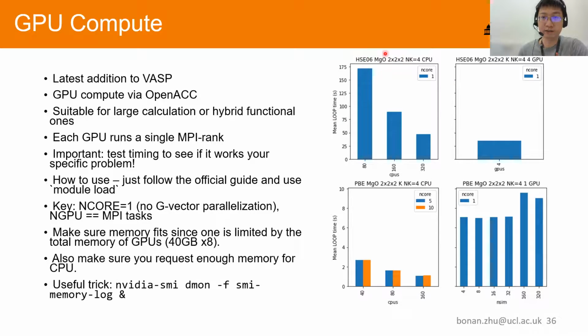Still running the magnesium oxide example for the hybrid calculation, I get a very good speed up. This is actually not done on Young, but done on Maryot, which has a similar GPU. Using 4 GPUs, I have a similar timing compared to 320 CPU cores for this specific calculation involving hybrid functionals. However, if I just do a simple GGA calculation using the PBE functional, using the GPUs is actually slower for this particular problem.